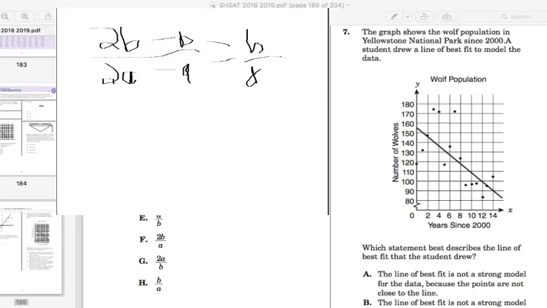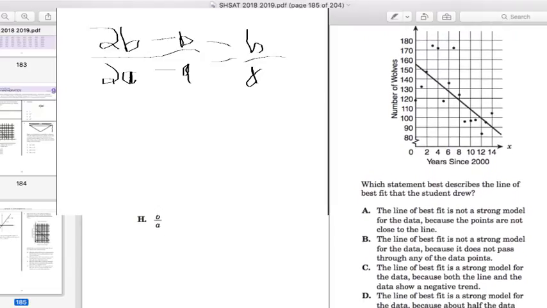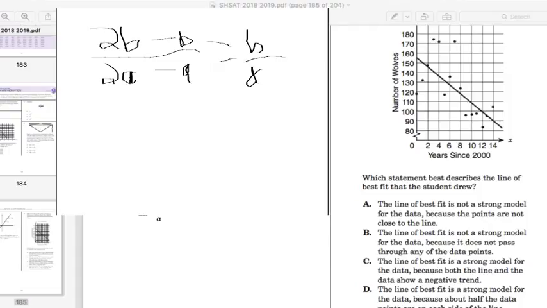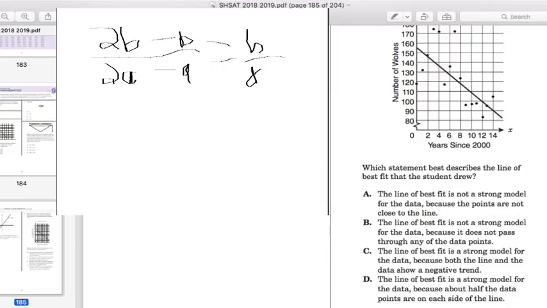So the graph shows the wolf population since 2000. A student drew a line of best fit to model the data. Okay, so somebody did that. So what I'm going to do is move this up a little to try to fit the answers on the screen. Can we do that? Yeah, I think we can. Let me go back into here and see if that fits. Nope, not exactly. Let me just tweak this up a little more. Yeah, that seems good now.